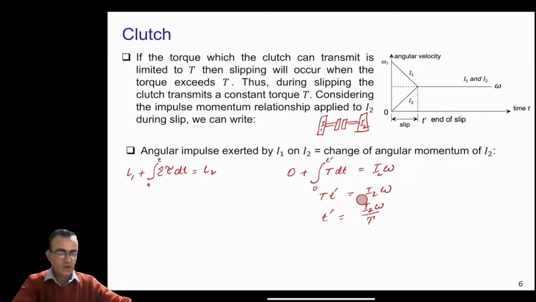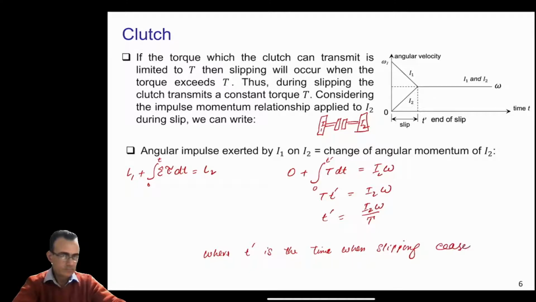So this T dash is the time when slipping ceases. So when slipping ceases, this is the T dash, which is this time here.